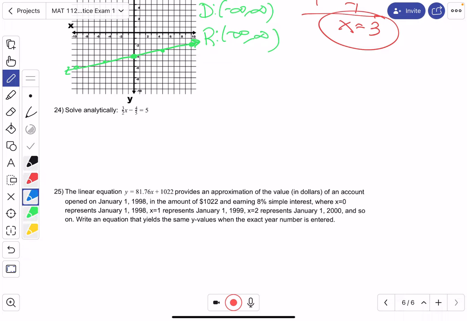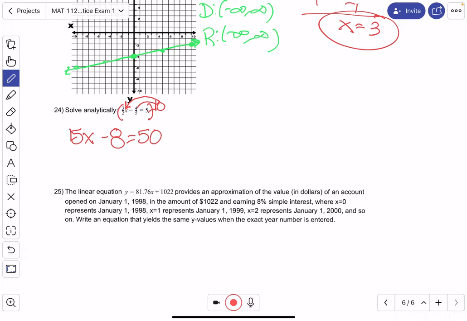Okay, number 24 says solve analytically. So that just means do the math out instead of graphing it. I want to get rid of the fractions, so I'm going to multiply by the common denominator, which in this case is 10, because 2 times 5 is 10. So if I multiply this, 10 times 3 is 30, divided by 2 is 15. And then 10 times 4 is 40, divided by 5 is 8. And 10 times 5 is 50. So now we've gotten rid of the fractions.